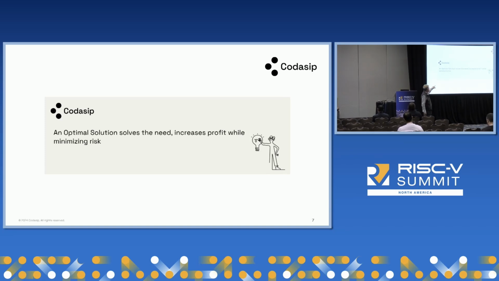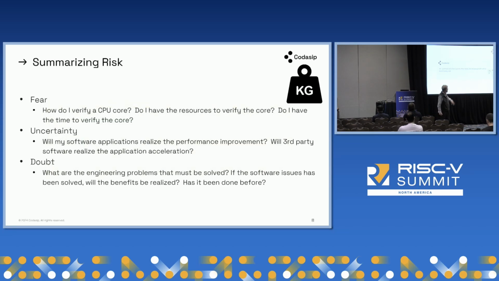An optimal solution solves a need. I have those disruptions of how I'm going to solve that, but I need to increase profit while minimizing risk. Risk is fear, uncertainty, and doubt. Now, let's take a look at what some of my fears might be.